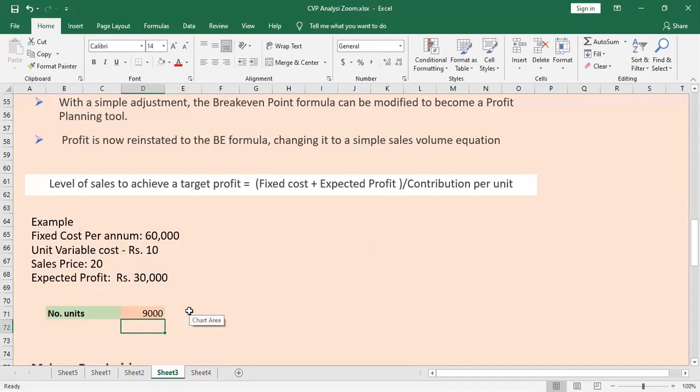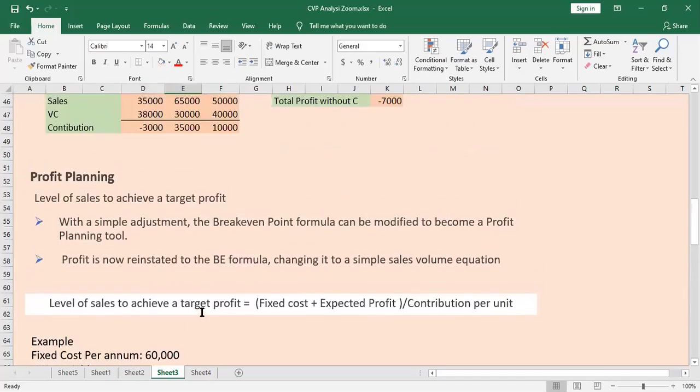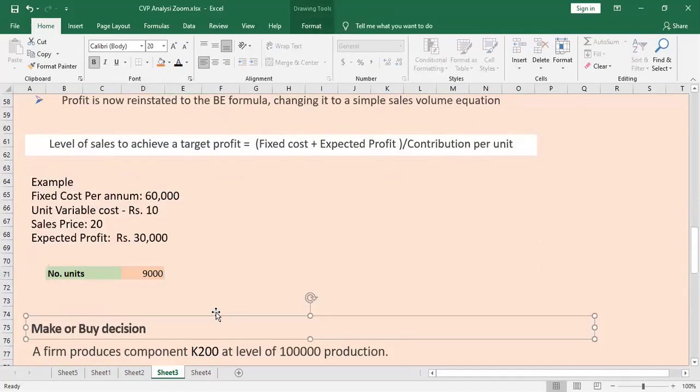So if you need to earn a profit of 30,000 rupees, you will have to sell 9,000 units. So this is how you do the profit planning. It's very easy. Using the same formula, just adding one modification like this expected profit, you can calculate the number of units you need to sell for that expected level of profit. That is profit planning.